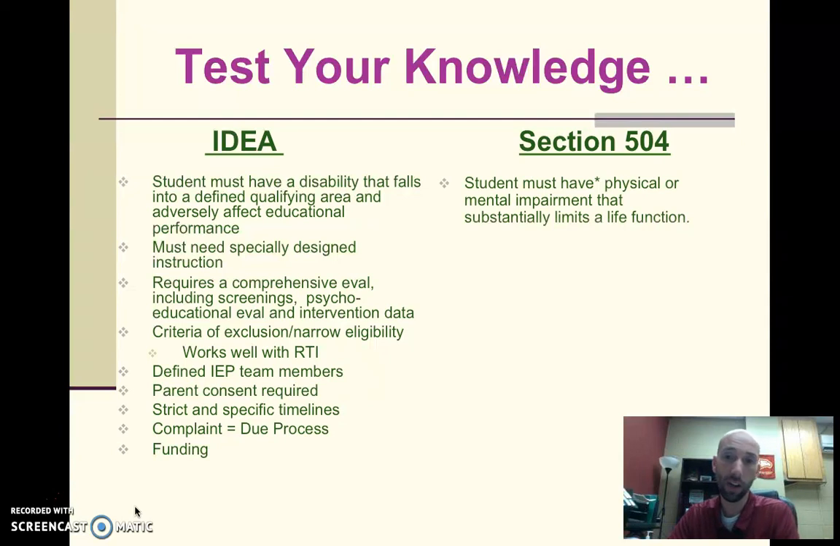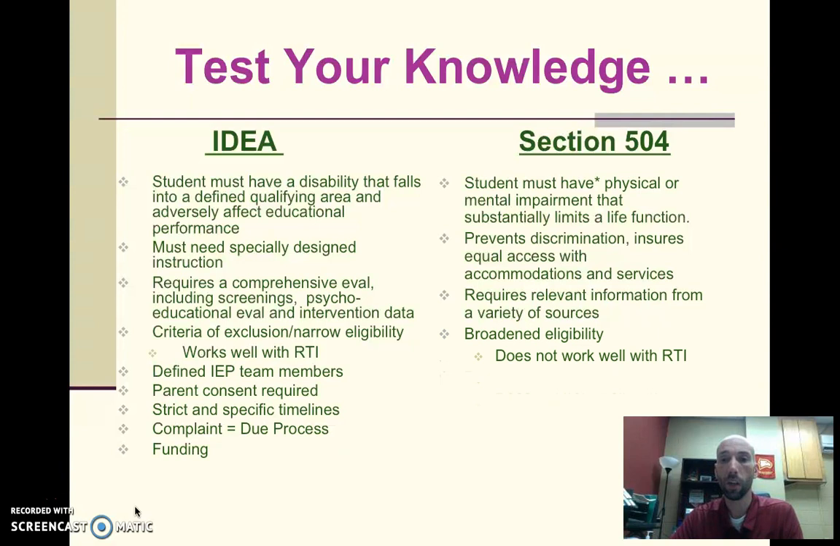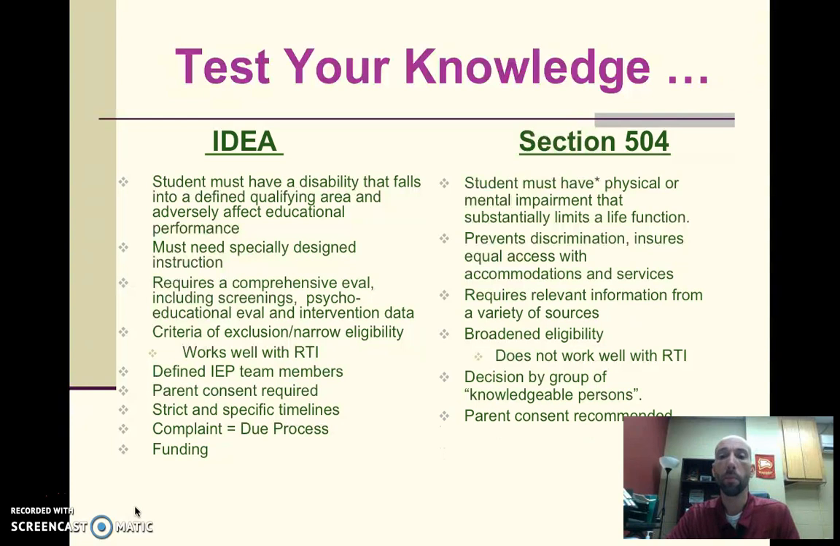As opposed to Section 504, students must have a physical or mental impairment that substantially limits a life function. It prevents discrimination, ensures equal access with accommodations and services. It requires relevant information from a variety of sources. It's a lot more broad and does not necessarily work well with RTI. It's decisions by a group of knowledgeable persons, which is the team. Parent consent is recommended but not required. There are reasonable timelines.